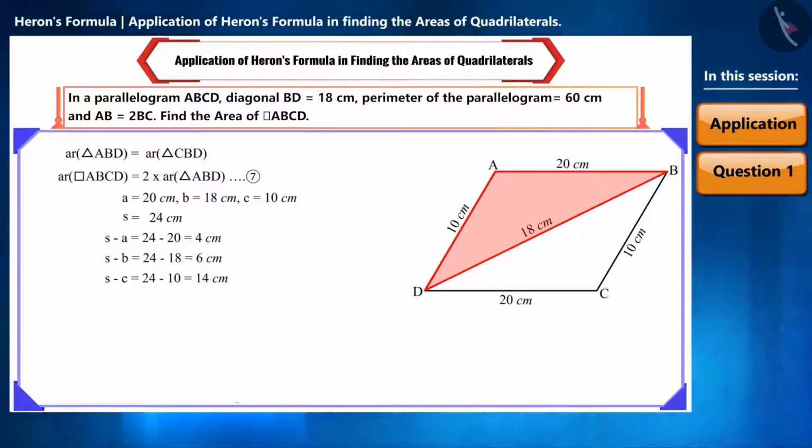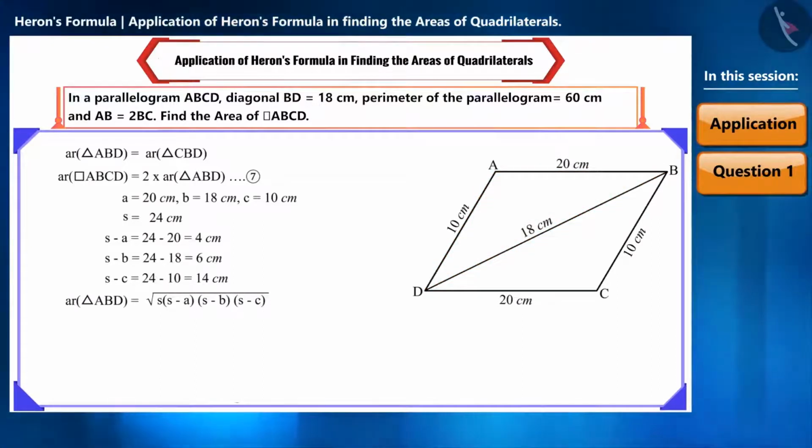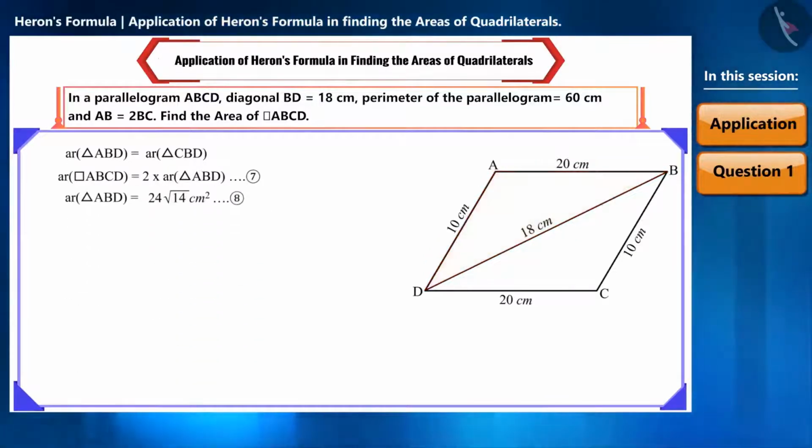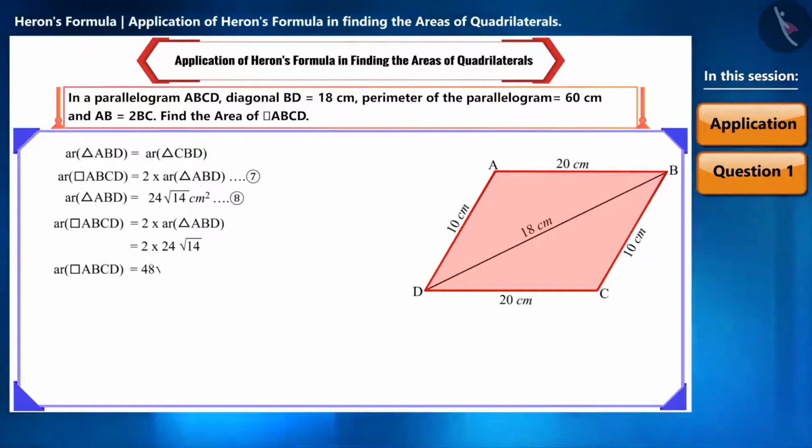We can write the area of triangle ABD in this way and substitute it in the formula. Here, instead of finding the product of these numbers, we will find their factors. In this way, the area of triangle ABD will be 24 root 14 square centimeters. And now we can substitute its value in equation 7 to find the area of the parallelogram. We get the area of the parallelogram ABCD as 48 root 14 square centimeters.